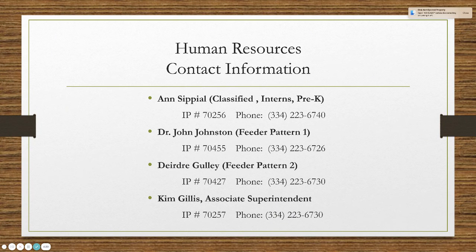Here is the contact information. If you're classified interim or pre-K, of course, we don't have pre-K and CIPIA. We are in feeder pattern 1 with Dr. Johnston, IP 70455, and his phone number is 223-6726. And our Associate Superintendent of the Human Resource Department is Kim Gillis, and her IP is listed as well.